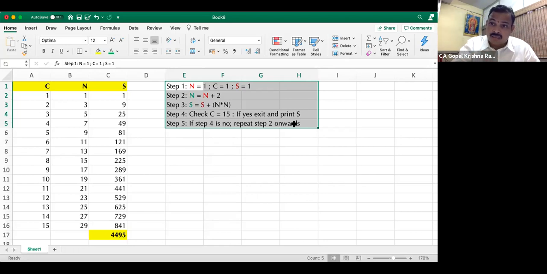Now using this algorithm, please note down this algorithm guys, everybody please note down step 1, 2, 3, 4, 5, note it down. Using these steps, I am going to draw a diagram. Okay.